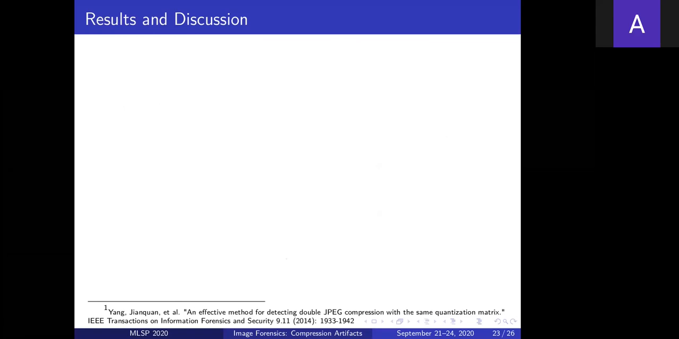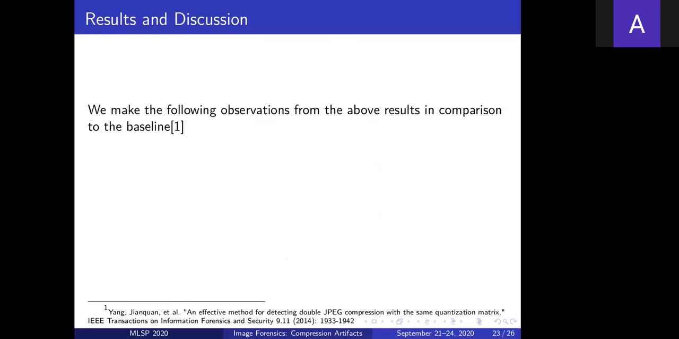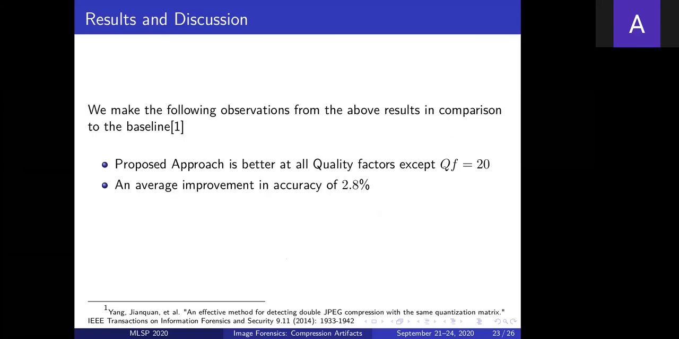In summary, we make the following observations. Our proposed approach is better at all quality factors except 20. An average improvement in accuracy of about 2.8% is observed, and the balanced accuracy in general increases with quality factor.